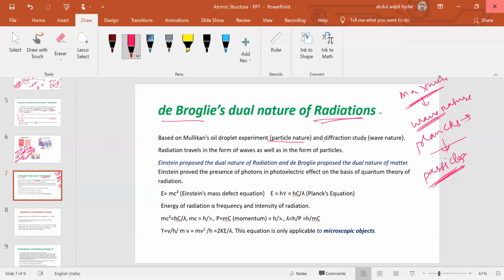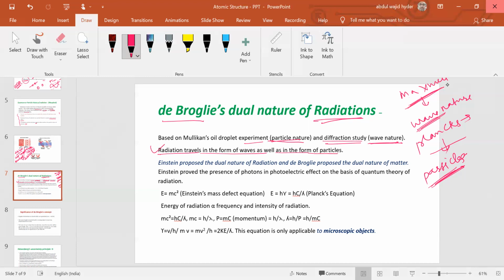Diffraction study also proves that radiation travels in the form of waves. So de Broglie's dual nature of radiation is based on Millikan's oil drop experiment and diffraction study. The oil drop experiment shows particle nature, and the diffraction study shows wave nature. Radiation travels in the form of waves as well as in the form of particles. That is the meaning of dual nature of radiation.